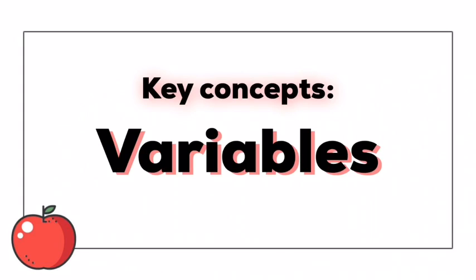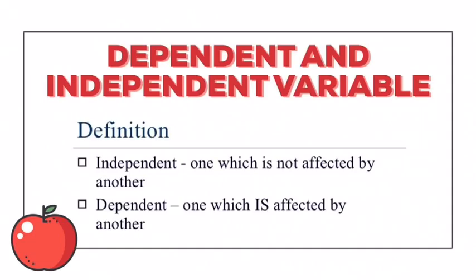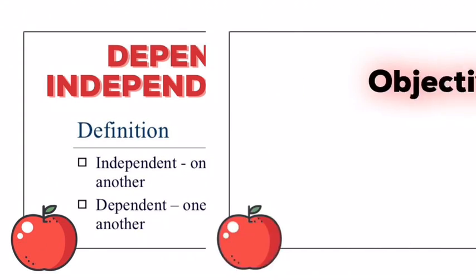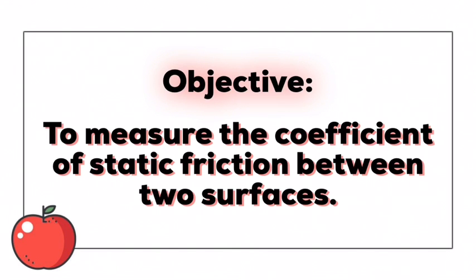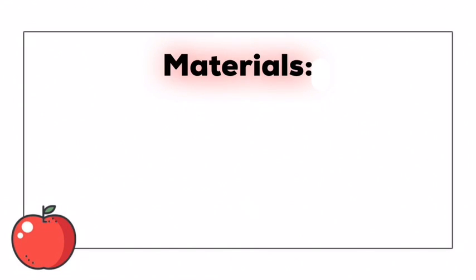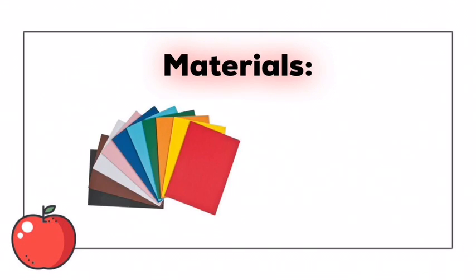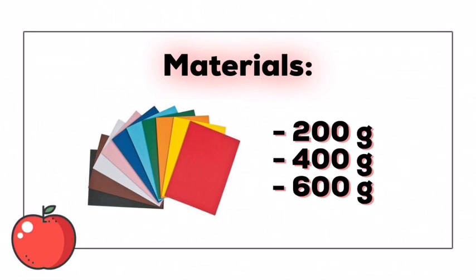Then we have the variables. The independent variables are the weight of the objects we're going to use and the angles. The dependent variable is the velocity as the object falls. The main objective of this experiment is to measure the coefficient of static friction between two surfaces. We use a foamy material and different weights of 200 grams, 400 grams, and 600 grams. To test the friction of the foamy, we're going to perform different actions in order to break the static force between an object and the foamy.